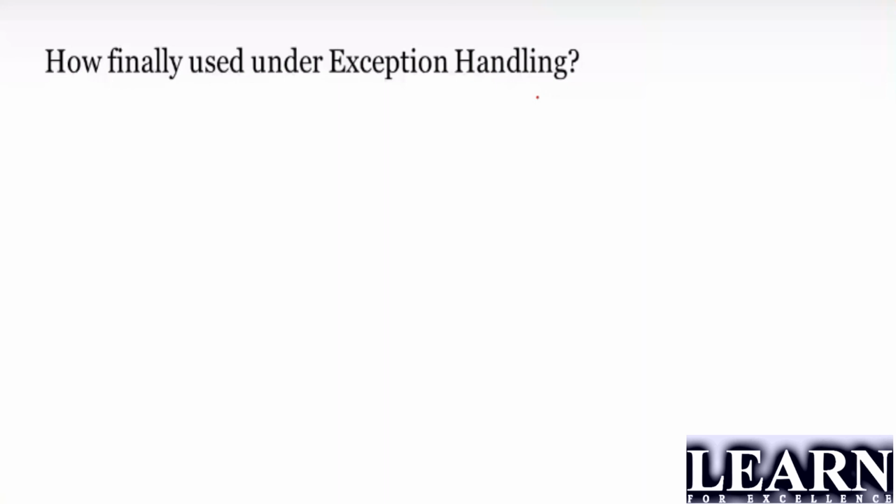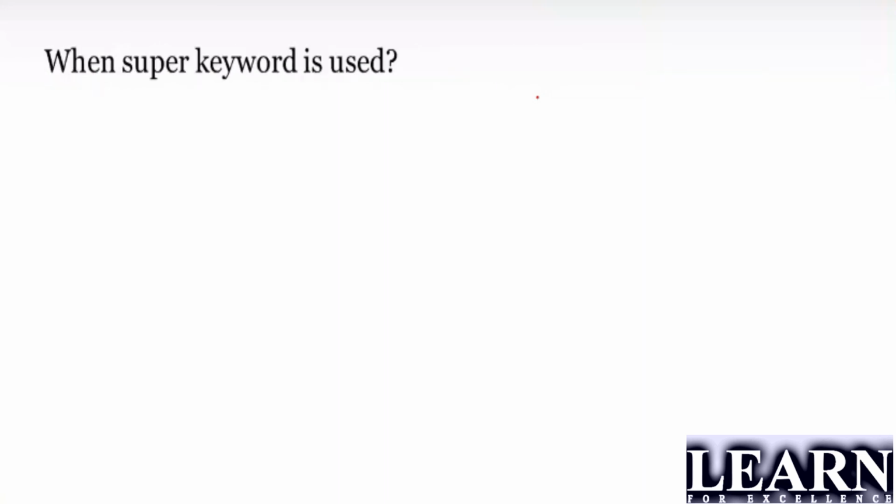When is the super keyword used? This is a very simple question. There are two methods, the same method, one in the parent class and one in the child class. If we don't want to access the method from the child class, of course, we'll be using the super keyword to access the method of the parent class.